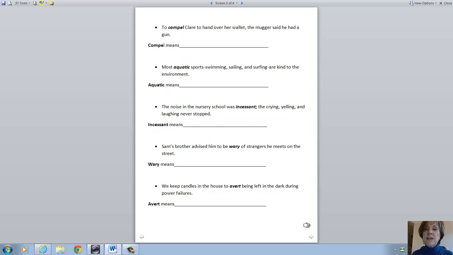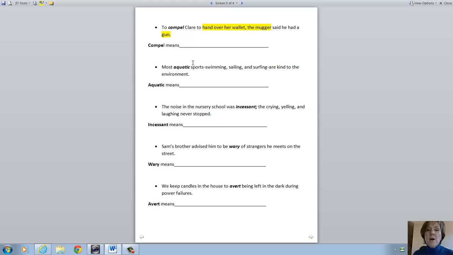To compel Claire to hand over her wallet, the mugger said he had a gun. Compel, okay, hand over her wallet, and the mugger, so she's being robbed, said he had a gun. Well, a gun's going to make you do pretty much anything he asks you to do. So, what would you say compel meant? Compel would be to make, to force, wouldn't it? To hand over her wallet because he had a gun. So to compel Claire, to make Claire, to force Claire.